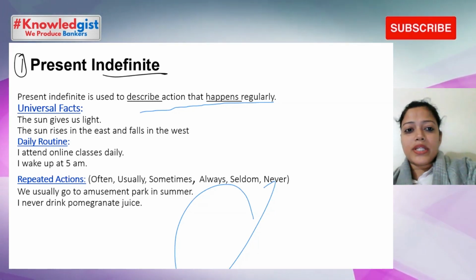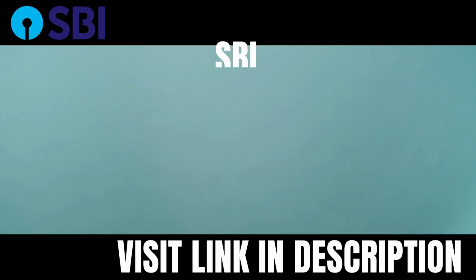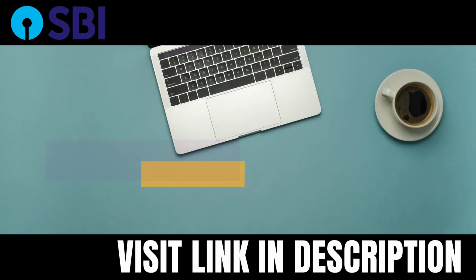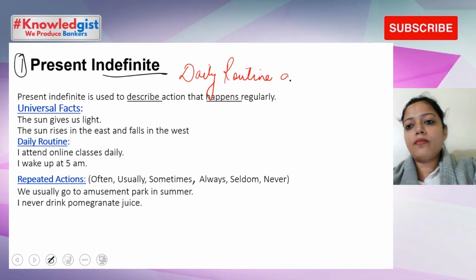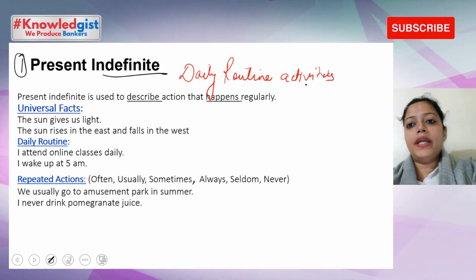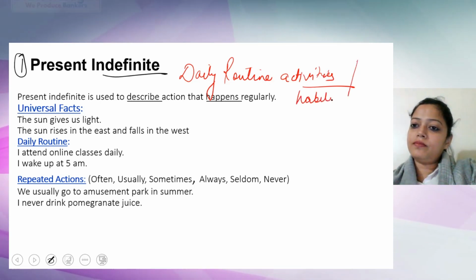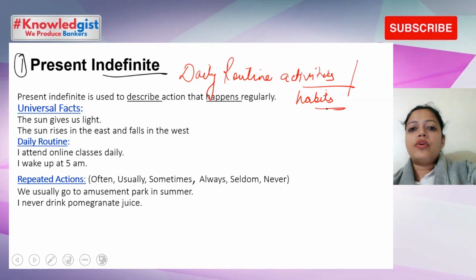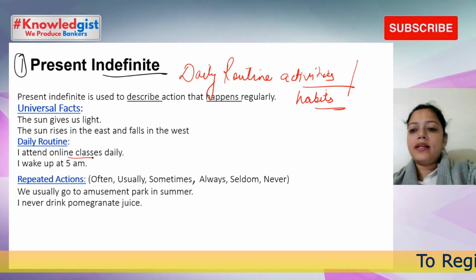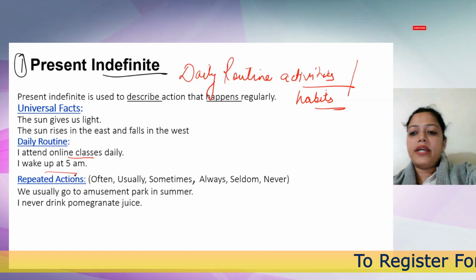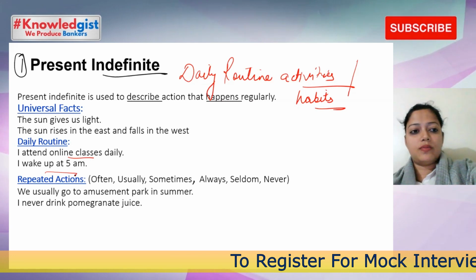If I talk about present indefinite, we use present indefinite when we talk about our daily routine activities, what I do in my whole day, or we can say our habits. As I attend online classes daily, I wake up at 5 a.m. So this is my routine, and I will use present indefinite to describe these.